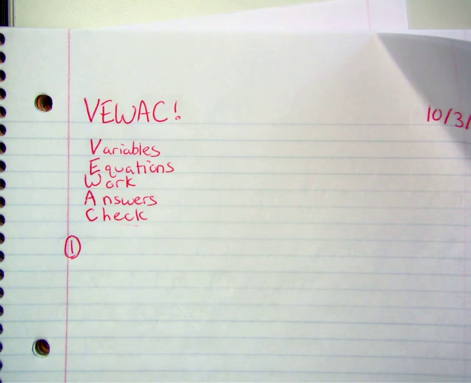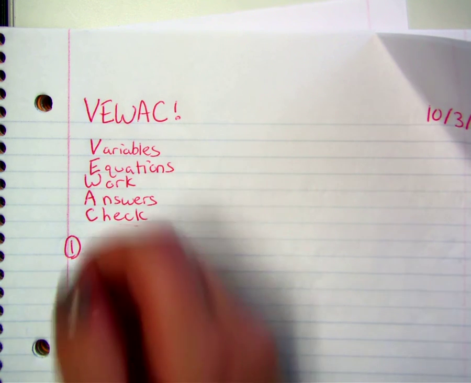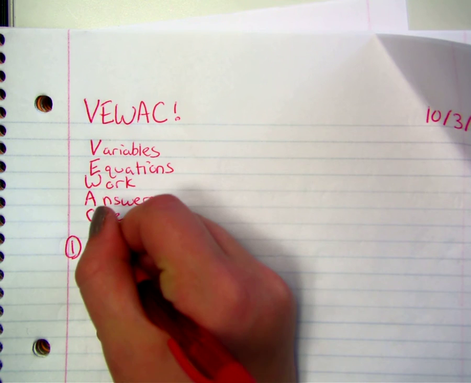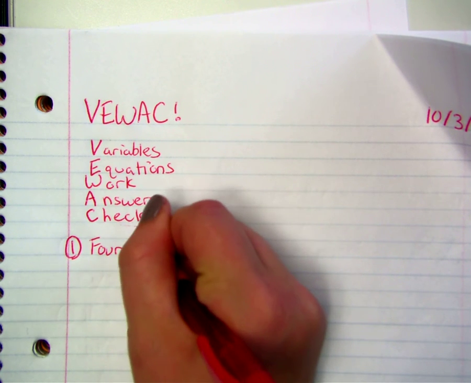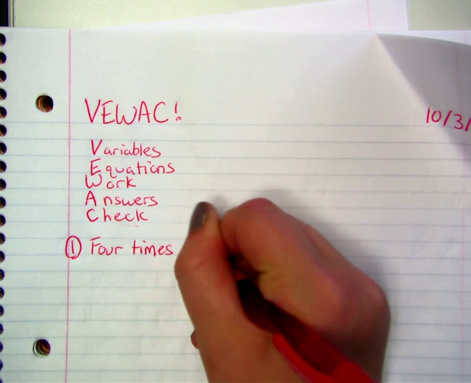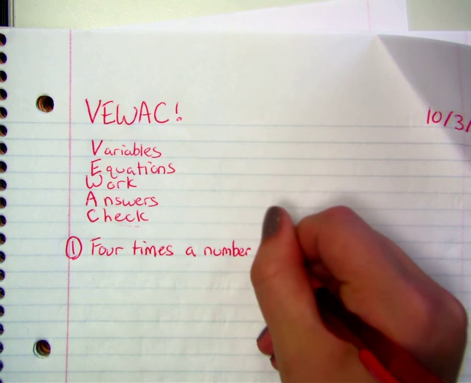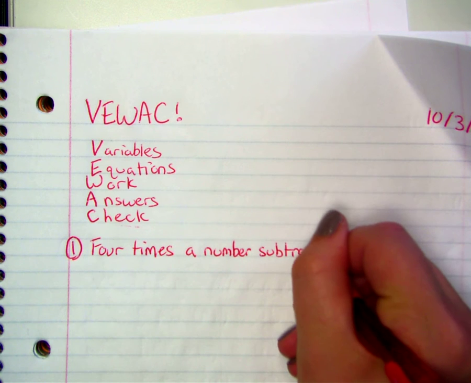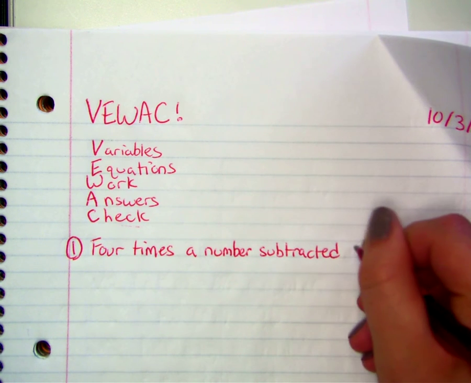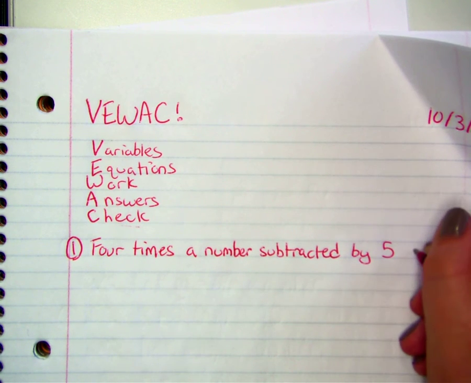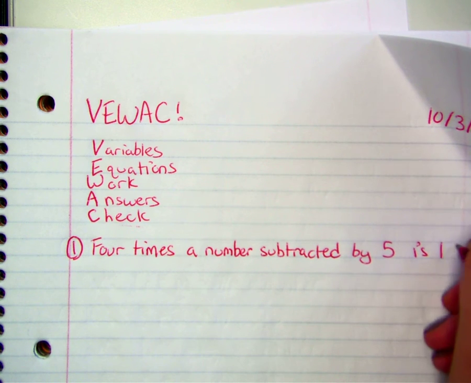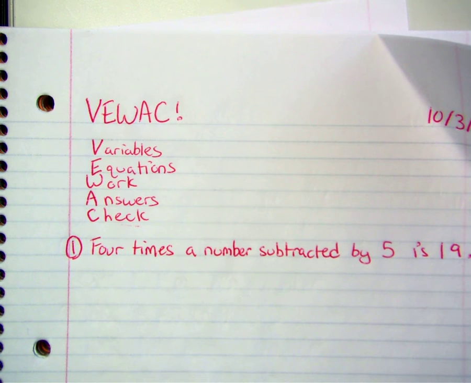So we are going to start with this first one, and it is going to be 4 times a number subtracted by 5 is 19. 4 times the number subtracted by 5 is 19. Alright, so let's start with our VEWAC.